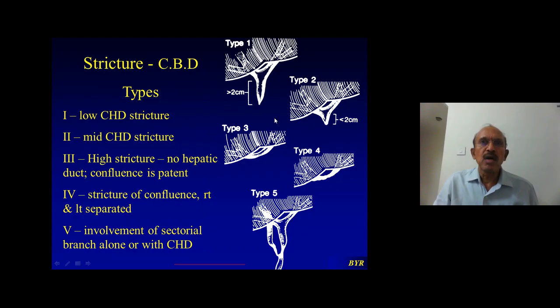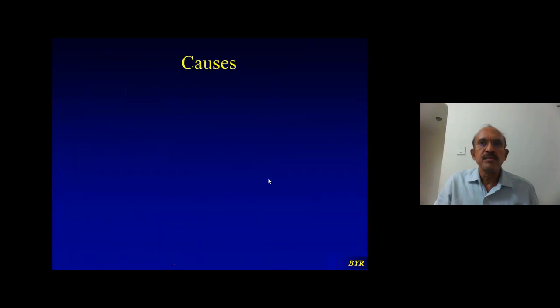Type 1 means low common hepatic duct stricture. Type 2 means mid common hepatic duct stricture. Type 3 means high common hepatic duct stricture. Type 4 means the stricture at the confluence of the right and left ducts. Type 5 means there is a rare anomaly of the sectorial branch. So when the sectorial branch of the common hepatic duct is involved, then it's called type 5. So these are not necessary.